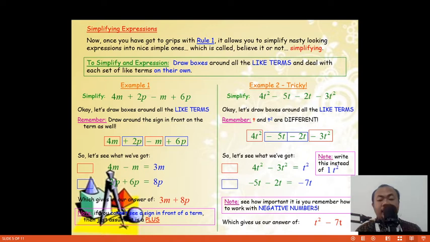4t square minus 5t minus 2t minus 3t square. The same as previous, we need to circle the terms with different colors. t square I put in the orange, and then t I put in the blue. I take the t square, 4t square, and then minus 3t square. You will have t square, 4 minus 3, positive 1.